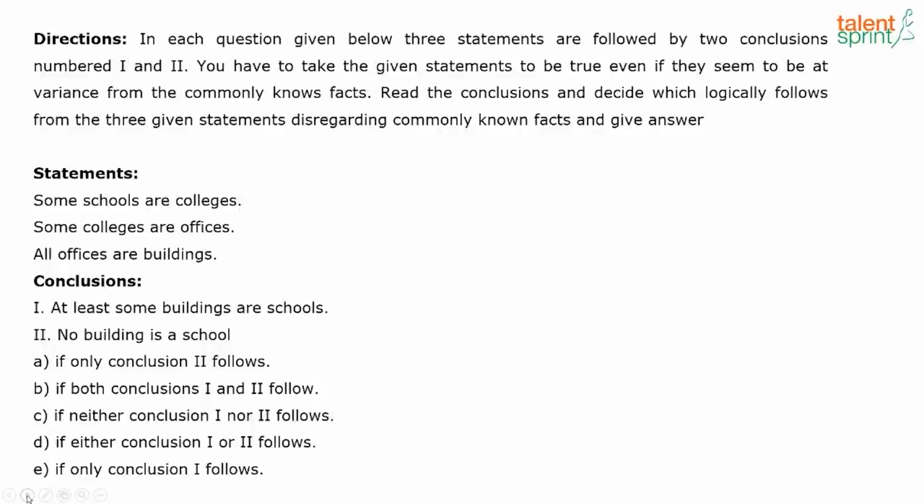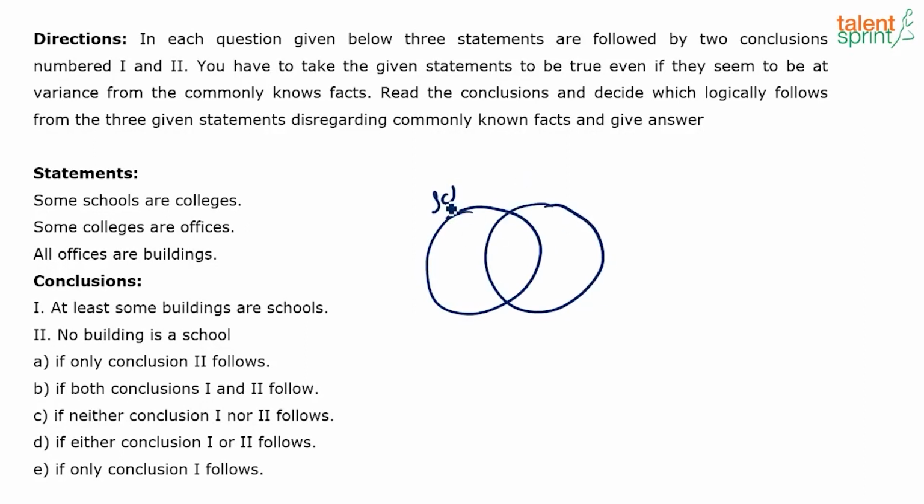Okay, Girish says the answer is option 4. Yes, let's try. Some schools are colleges. Some colleges are offices. So this is the basic diagram. I am drawing the diagram with minimal overlapping.